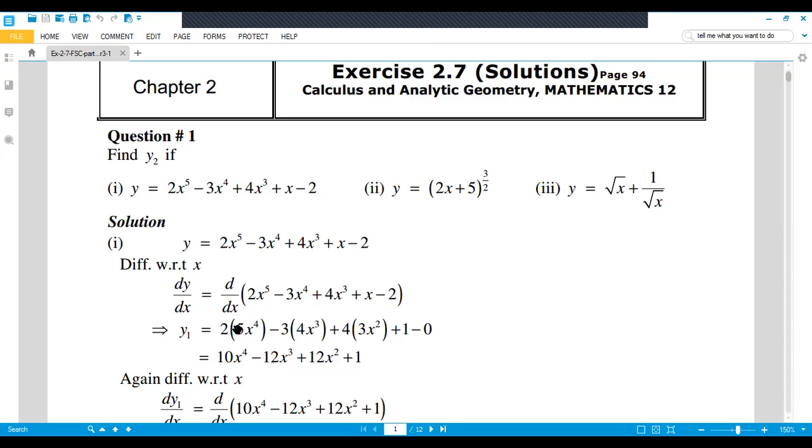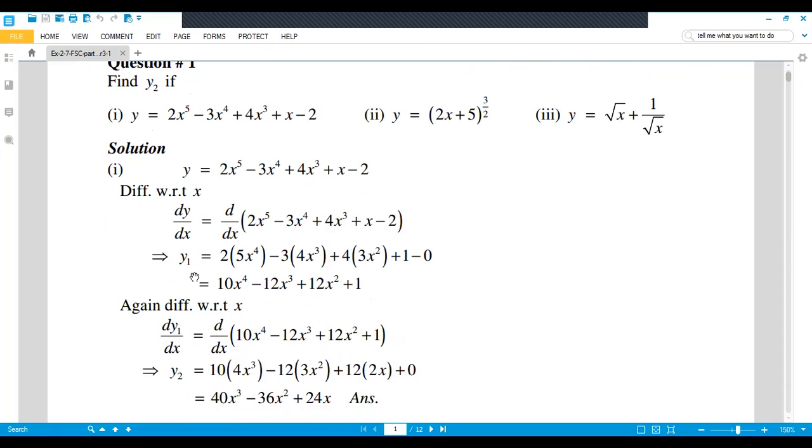power 5, 5 will come in the coefficient and from 5 you subtract 1, so you get x power 4. Minus 3 as it is, the power will come in the coefficient and from the power you subtract 1, you get x cube. Plus 4 as it is, the power will come in the coefficient, from the power you subtract 1, you get power 2. Here the derivative of x is 1 because dx by dx is equal to 1, and the derivative of a constant is 0.